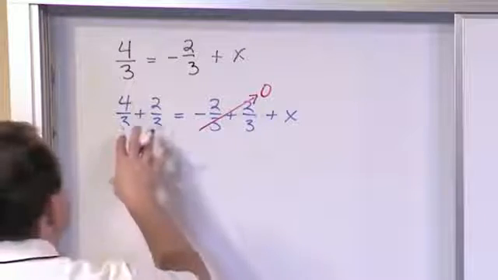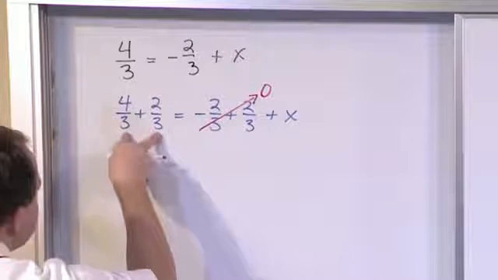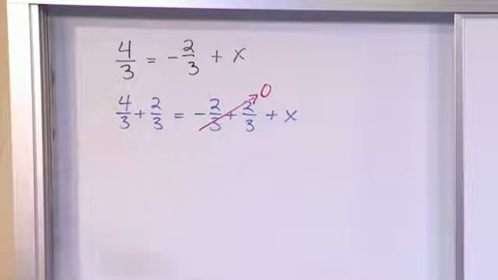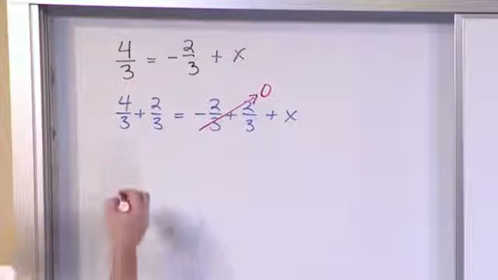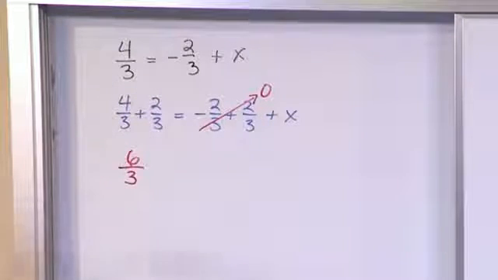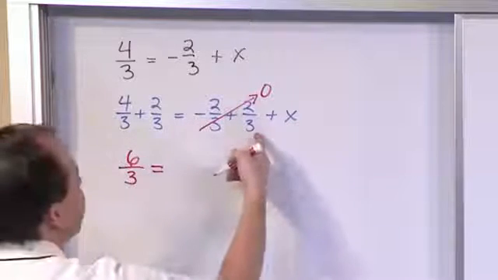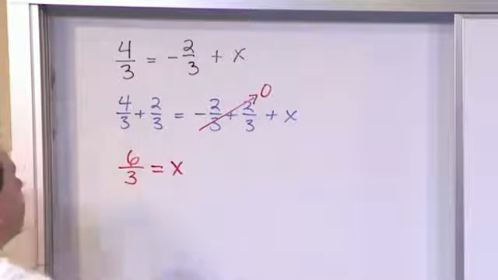So what I have here on the left-hand side, I've got two fractions that I need to add together. Fortunately, the common denominator is already here. I've already got a 3. So I keep the common denominator, I add the numerators. I get 6/3 on the left. And that's all from fraction arithmetic. On the right-hand side, this goes away, and I have x.